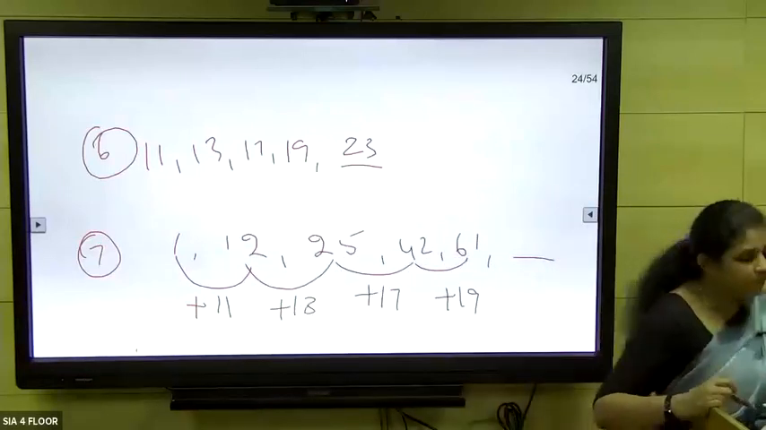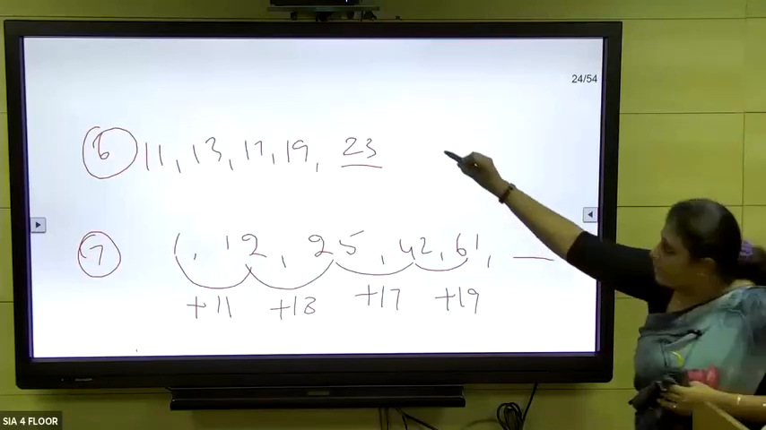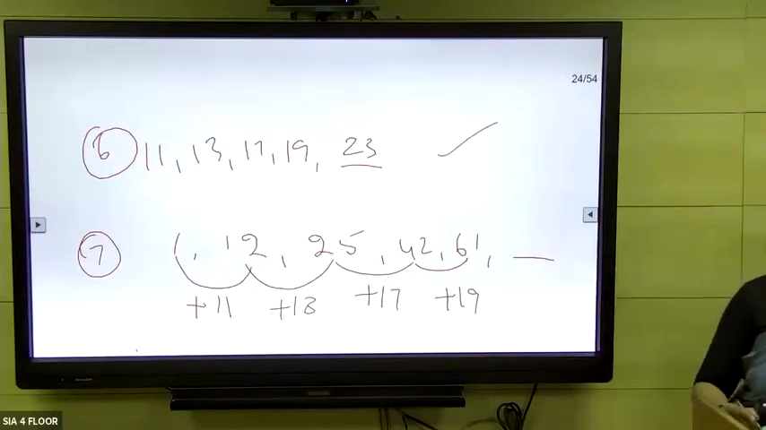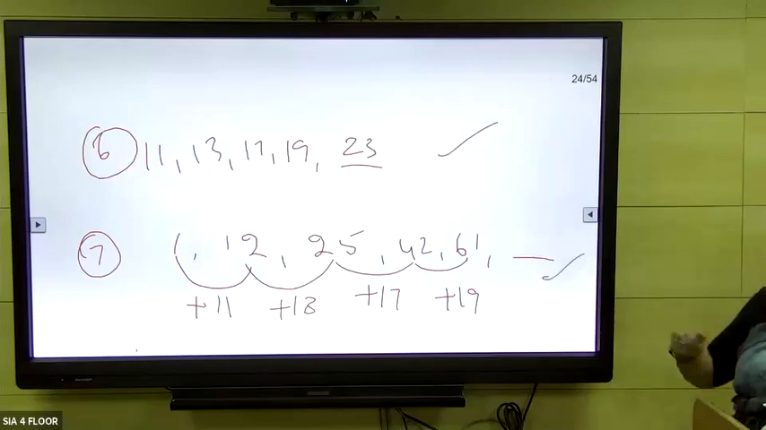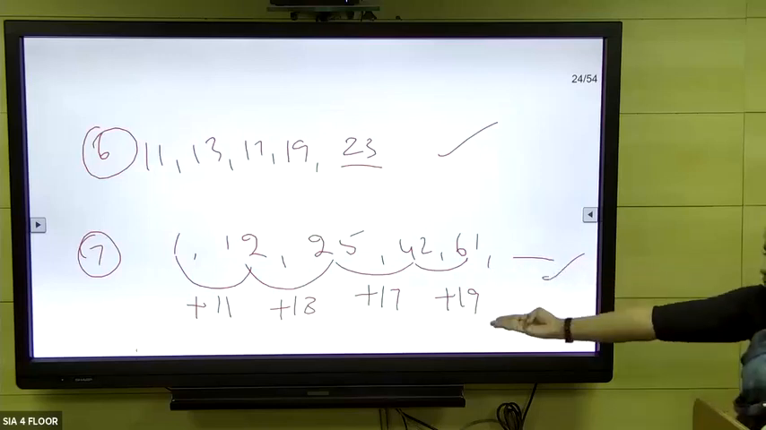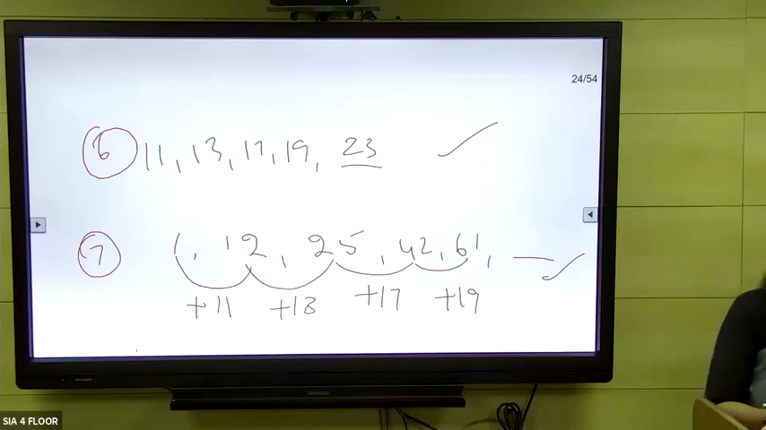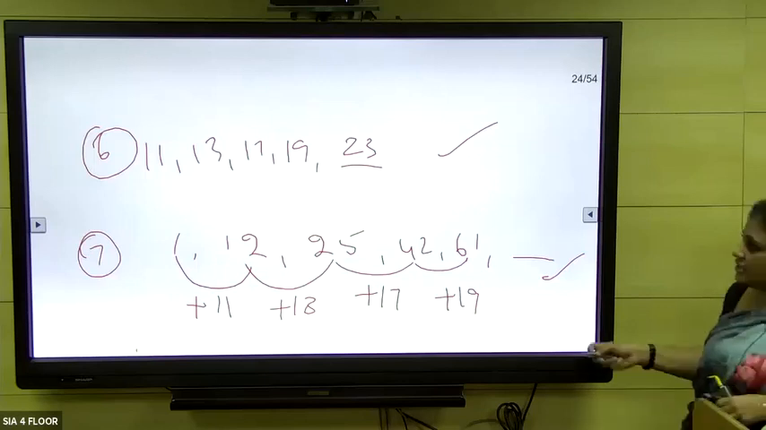So hope you understood why the series is given now. Prime numbers can come directly like this sometimes. And this is a sequence which is not falling under any category like square, cube, or prime. But when you take the difference for these, whatever you're getting are the prime numbers. 11 is a prime number, 13 is a prime number, 17 is a prime number, 19 is a prime number. So next should be the next prime number, which is 23.